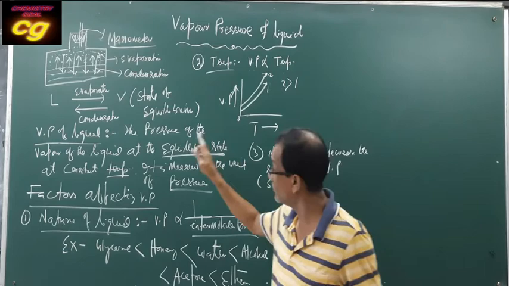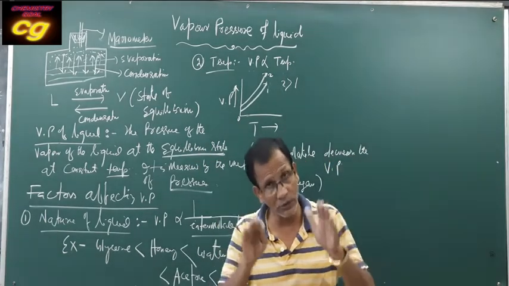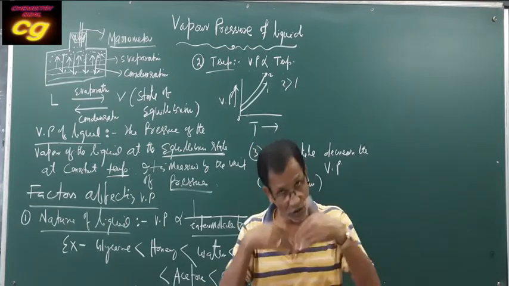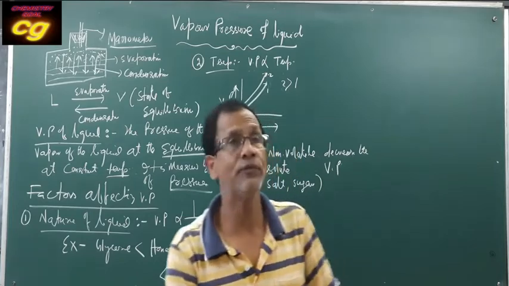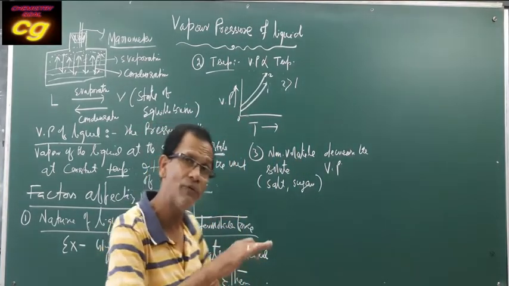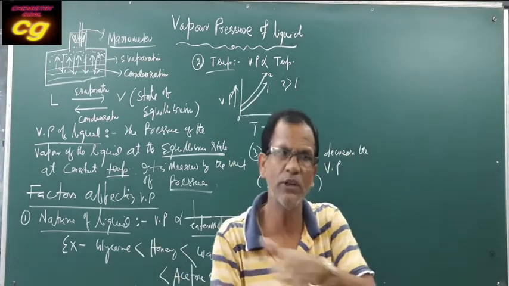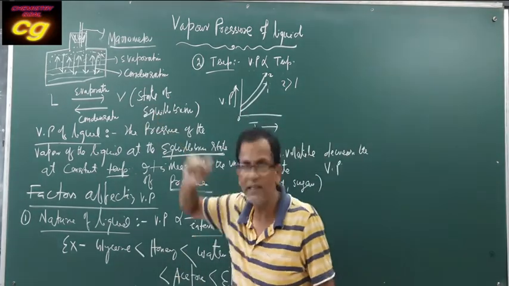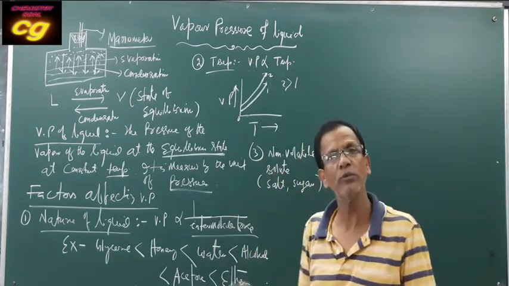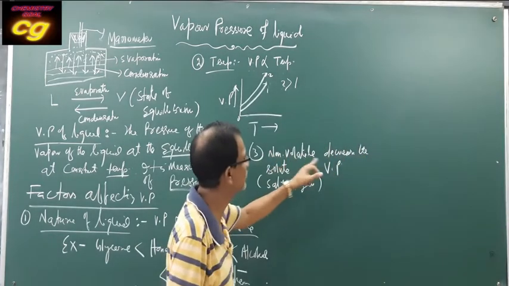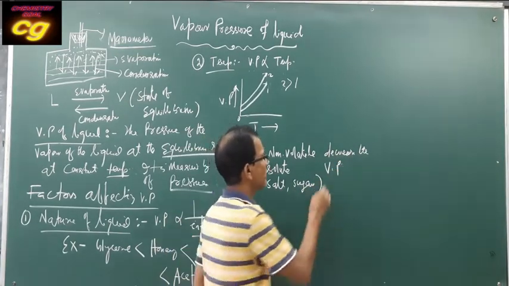Similarly, when a non-volatile solute is added to the liquid, these non-volatile solute molecules occupy the space of the water molecules. That's why the average kinetic energy, the free movement of the water molecules, the solvent molecules, decreases. When kinetic energy decreases, then automatically the vapor pressure will be low. So when a non-volatile solute is added, it decreases the vapor pressure of the liquid.